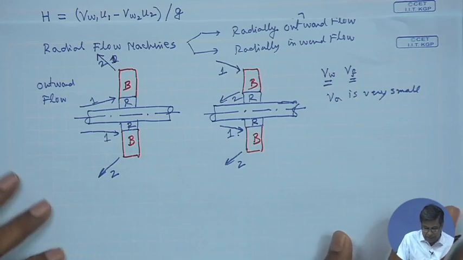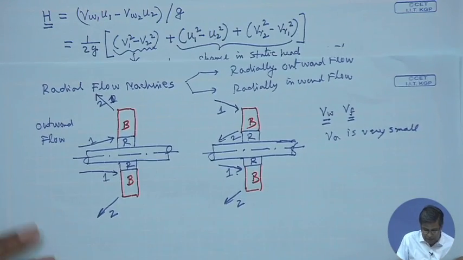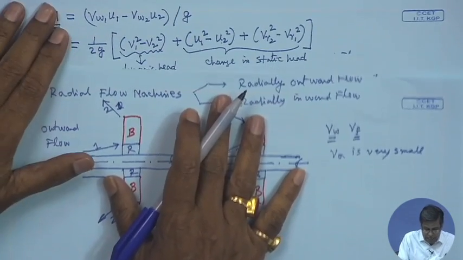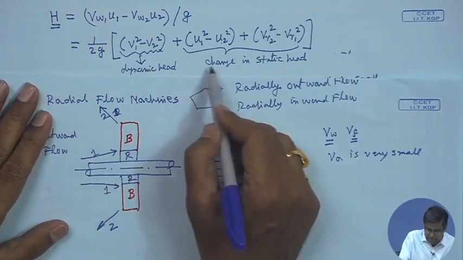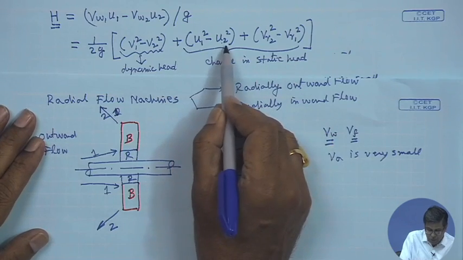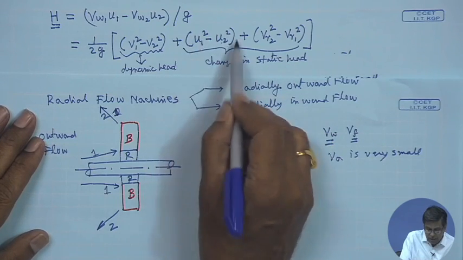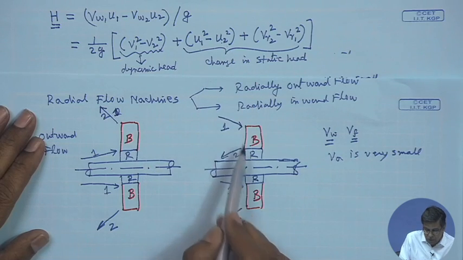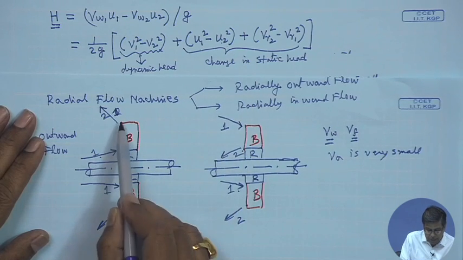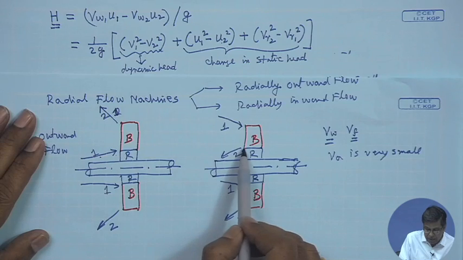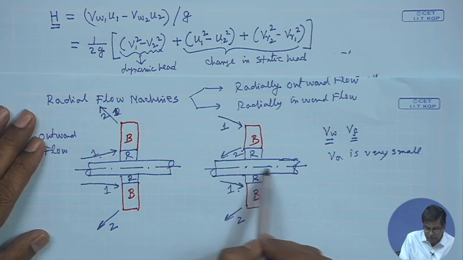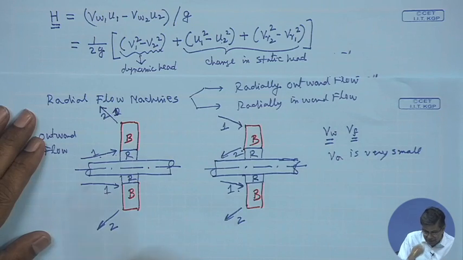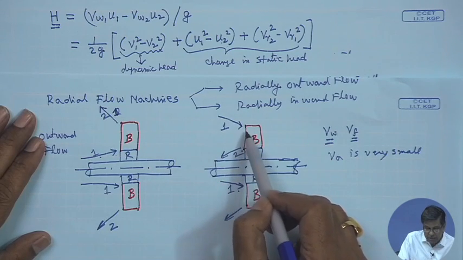Now, you see in this case, the dynamic head (V1 squared minus V2 squared) by 2 is there. The change in static head, the component due to change in rotor velocity or blade velocity, U1 and U2, is very much there, because U1 and U2 are varying, since the inlet and outlet are at different radial positions from the central axis. VR2 and VR1 I will come to afterwards.